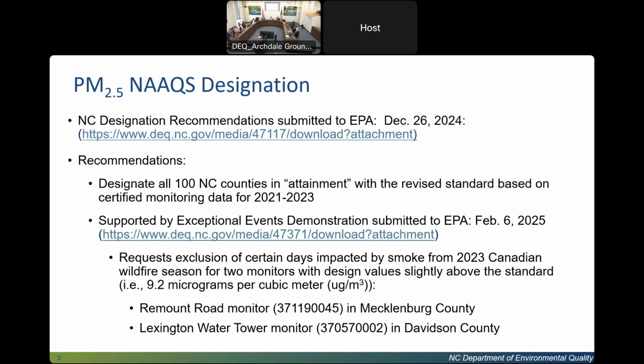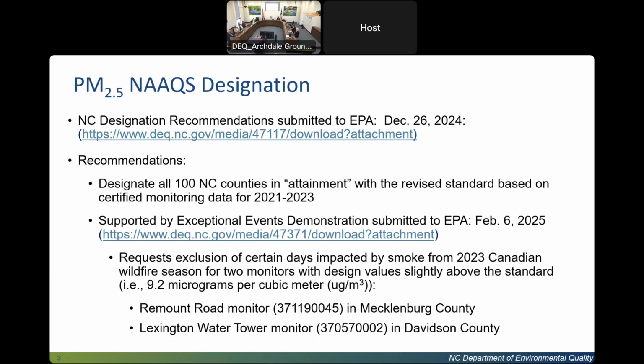We also submitted an exceptional events demonstration on February 6th of this year, and that supports that designation recommendation. And that link is also on this slide. That document focuses on 2 monitors, the Remount monitor in Mecklenburg County and the Lexington monitor in Davidson County. And the document requests exclusion of certain days that were impacted by smoke from the 2023 Canadian wildfire season. Those 2 monitors have design values of 9.2 micrograms per cubic meter, so slightly above that revised standard.